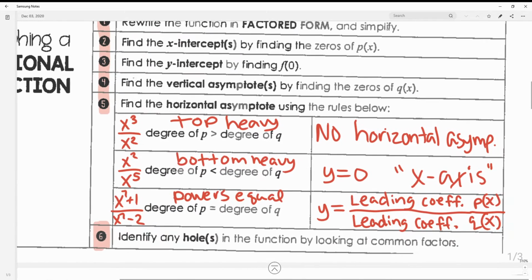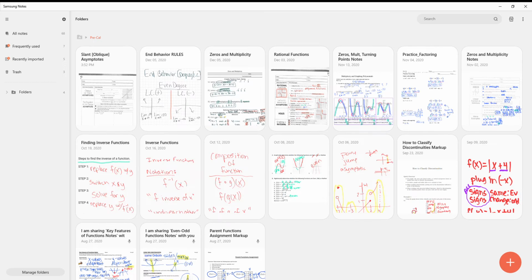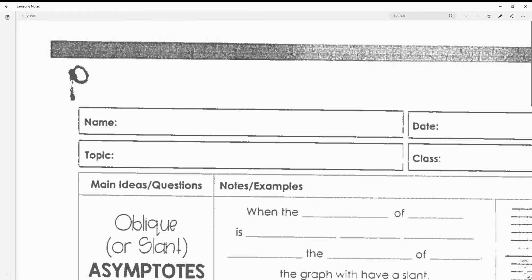So do you remember here when we're trying to find the horizontal asymptote? And we have three scenarios: powers equal, bottom heavy, or top heavy, right? Top heavy is the only time we don't get a horizontal asymptote, right? That's why it says no horizontal asymptote. Well, that's true. There is not a horizontal asymptote, but there is a different kind of asymptote. Okay, it's not horizontal. Anytime we get a top heavy situation, we're gonna end up with this guy.